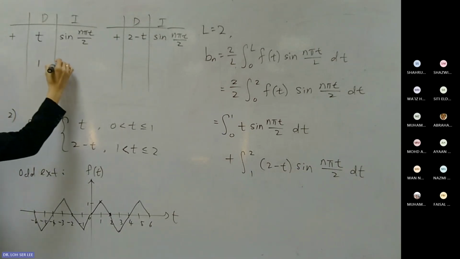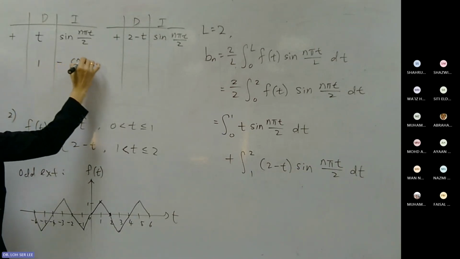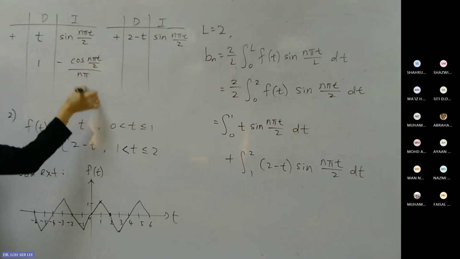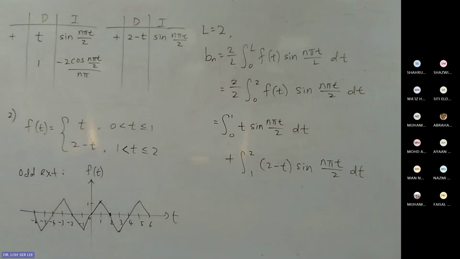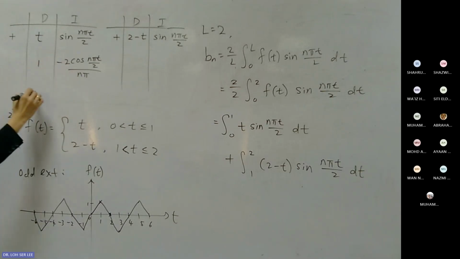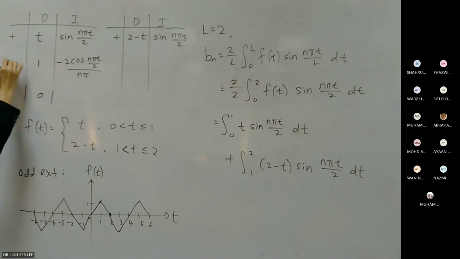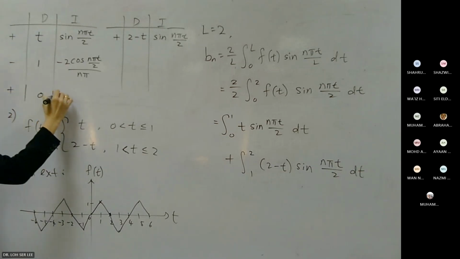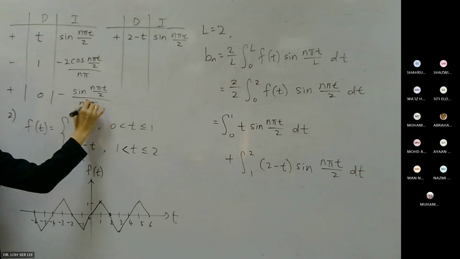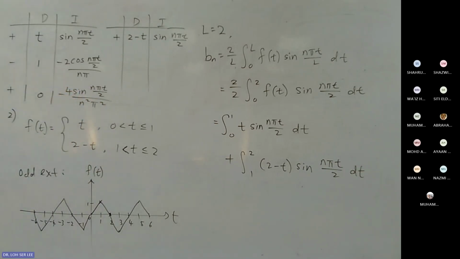Next we get a negative cos n pi over 2. Bring the 2 up. Okay, n pi over 2, but you bring 2 up, because n pi over 2 is your denominator. The 1 over 2, you can bring it down. Okay, bring up the 4.